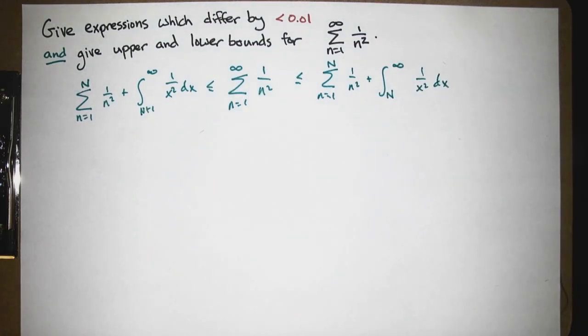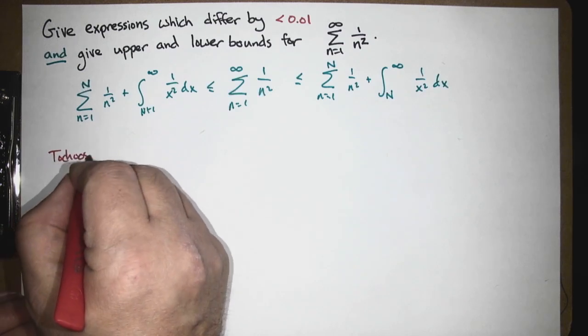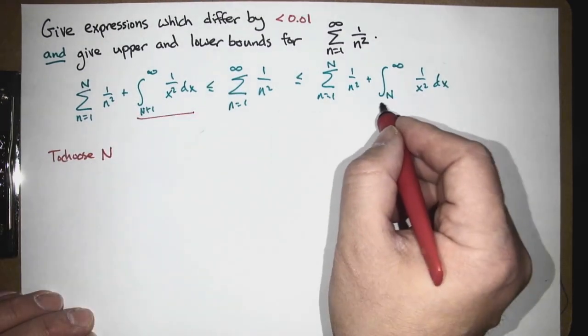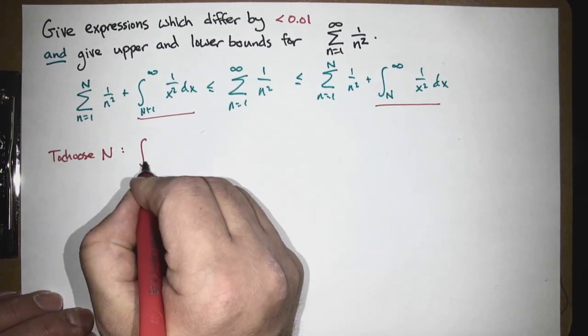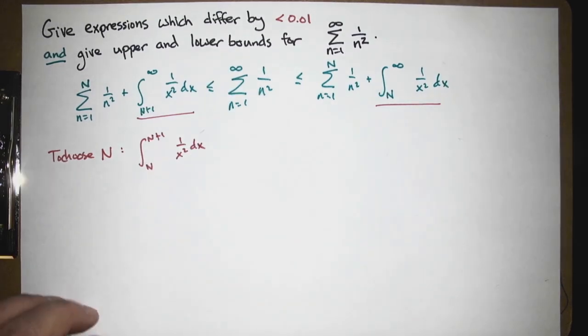And now the question is, how do you choose N? To choose N, the key is just to take a look at the difference. We want the integral from N to N plus 1 of 1 over x squared dx to be small. What is the integral of 1 over x squared, also known as x to the negative 2? Well, think integral, not derivative.